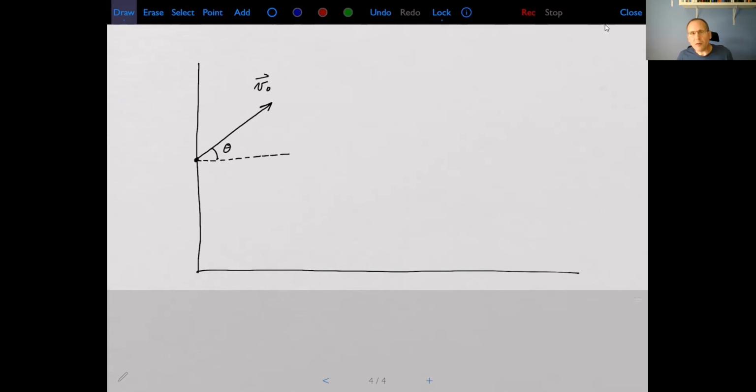Okay, and we know from experience what this object is going to do, right? It's going to leave this position. It's going to rise, I'm doing green here, rise to a peak, and then it's going to fall back down to the ground, something like that.